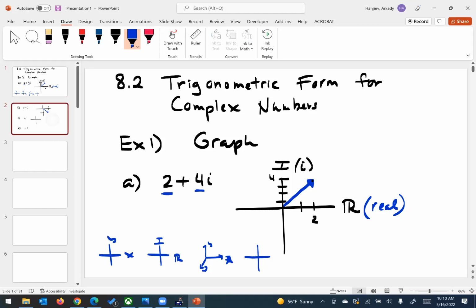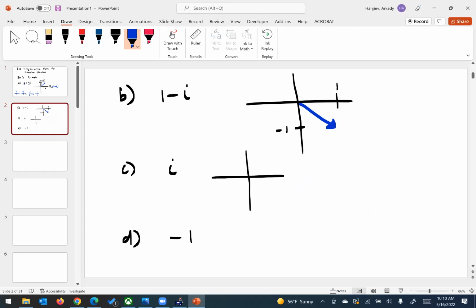So B, to graph this one, B is 1 minus i, means 1 out to the right along your real axis, and then 1 down along the imaginary axis. So 45-degree angle. That's what's happening here. So i, which way does i go? Straight north. It is 1 unit north. Stops there.